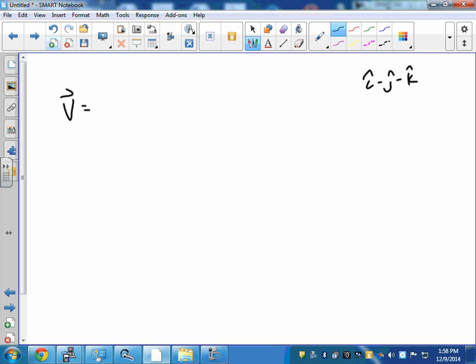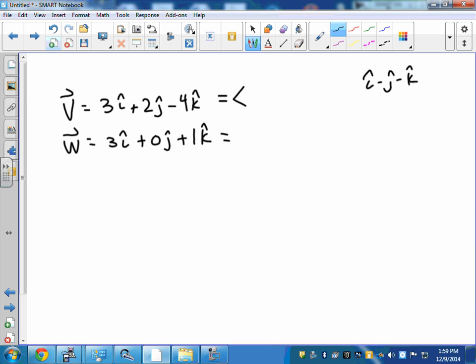Okay, so let's say we're going 3 units in the x direction and 2 units in the y direction, and we'll go 4 units down, which means we're going to end up down below the floor somewhere. Okay, so there's vector v, here's vector w, and we'll go 3 units in the x direction again, but now we won't go anywhere in the y direction, 0j, and then in the k direction, we'll just go 1 unit, 1k. Okay, so here's 2 vectors. I've given them to you in IJK form. If you don't like that, feel free to rewrite them in component form. It's perfectly acceptable. Okay, so this one would be 3, 2, negative 4.